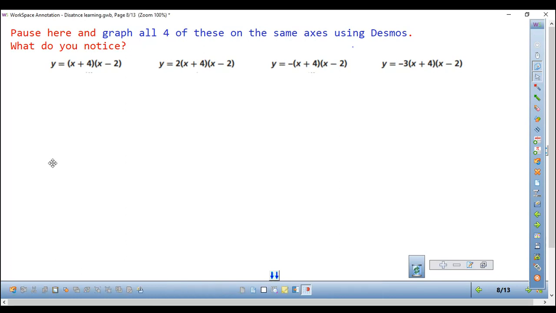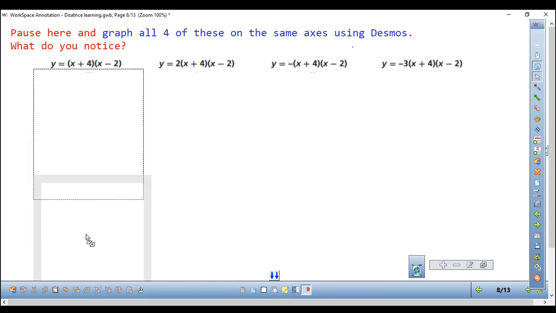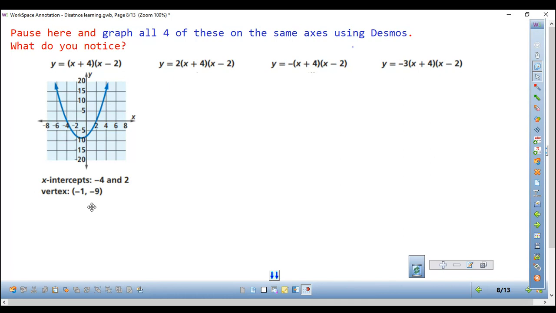So you should have graphed all of these in Desmos, and I don't have all of them graphed in Desmos, but I do have them graphed here. This is the one we started with. We know that the x-intercepts are -4 and +2, and the vertex actually is (-1, -9). This was the original one we were given. This looks far better than my previous page. I should have just copied this.